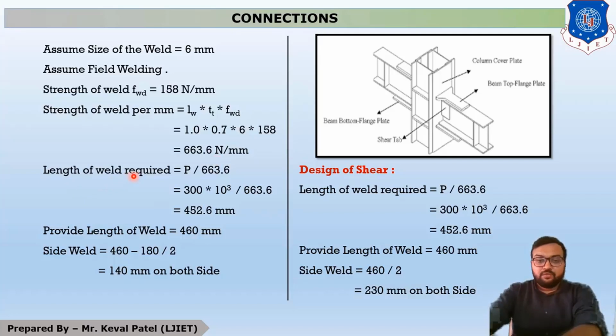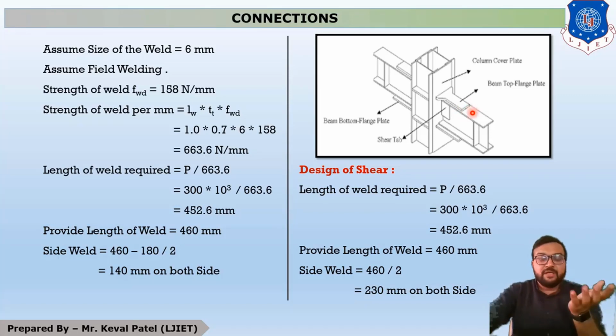Now the length of weld required is load divided by this. So it is 300 into 10 raised to 3 divided by 663.6. We will get our answer, 452.6 mm. It means our round figure value is 460 mm. So a total of 460 mm of welding is provided over here, in which this length is 180, so full welding is provided over here.